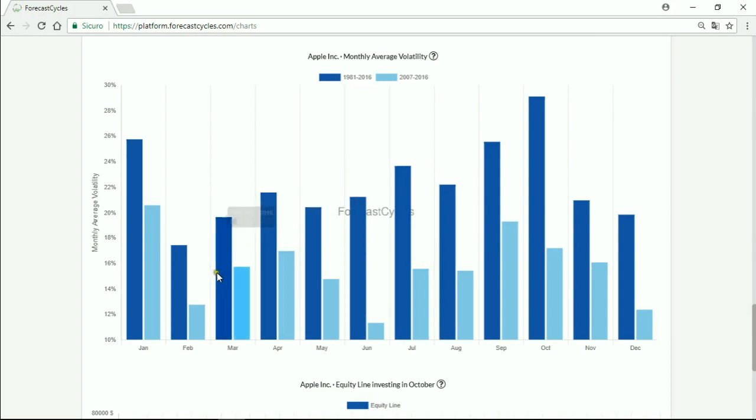The average volatility chart shows the average Apple price excursion on each single month, that is the average percentage distance from the lowest price to the highest price of the month. For example, the average volatility of Apple from 1981 to 2016 was 29% in October and 20% in November. In addition, the chart shows that in the last 10 years Apple had a lower volatility than the whole history, because the light blue histograms are shorter than the darker blue ones.